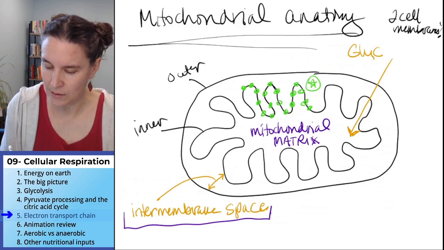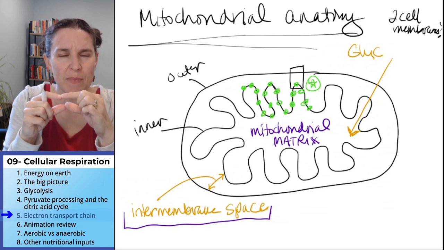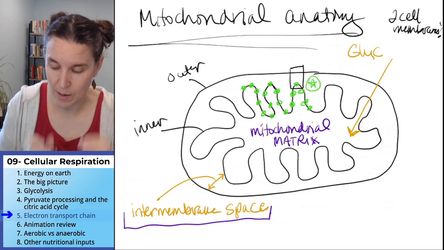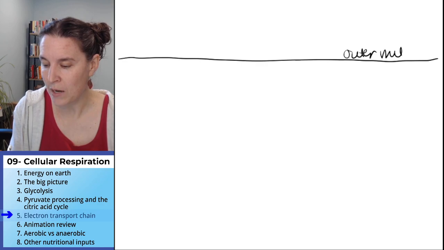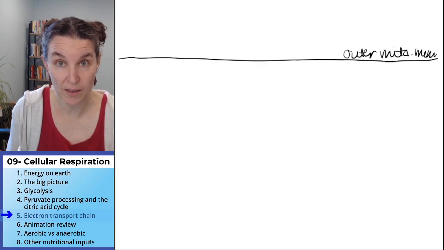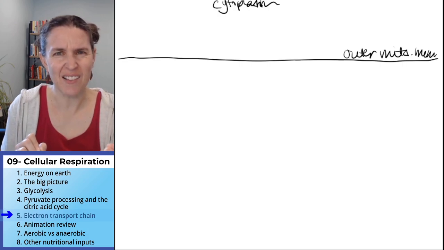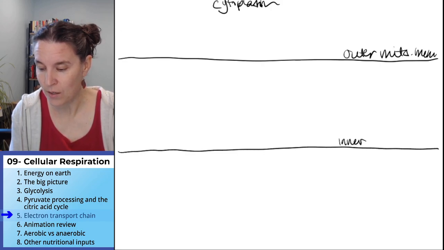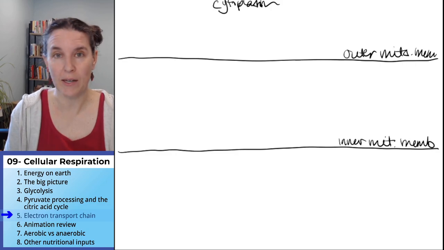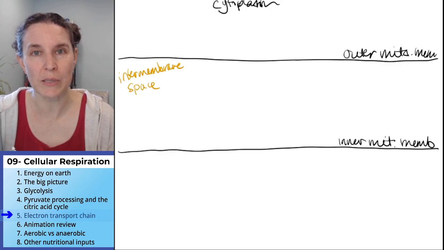Now, I'm going to take a snapshot of this piece of mitochondria, and I'm going to blow it up so that we end up with our outer mitochondrial membrane. Are you cool with that? Which means out here is the cytoplasm of the cell. And I'm going to include the inner mitochondrial membrane, which means this is the intermembrane space, which is a really important place.